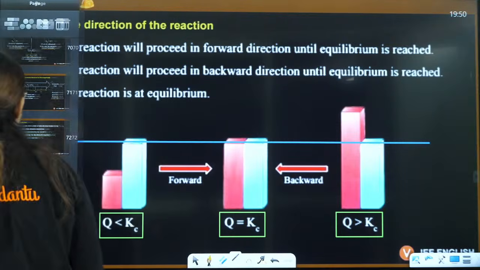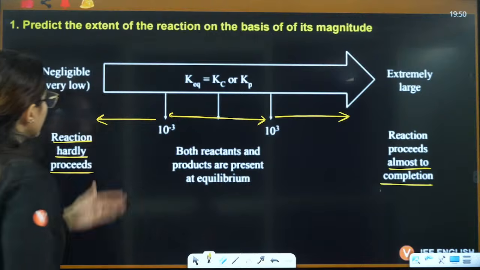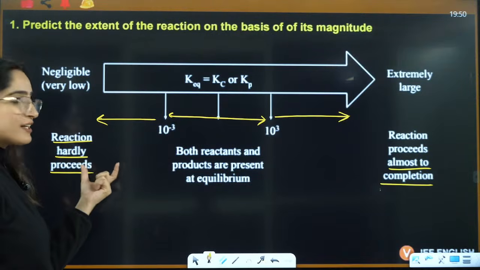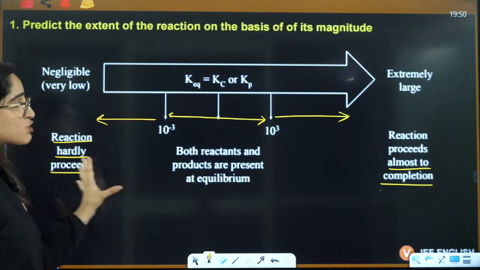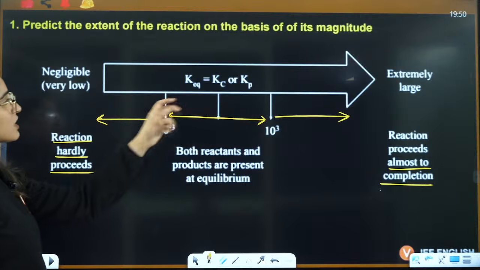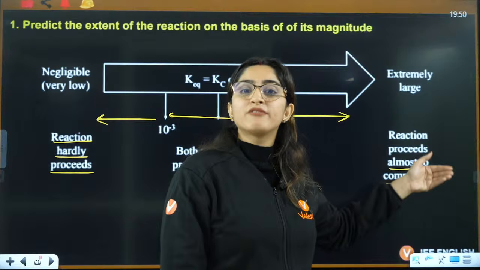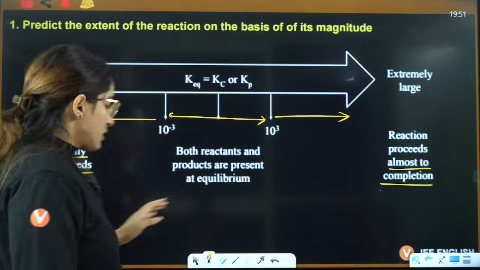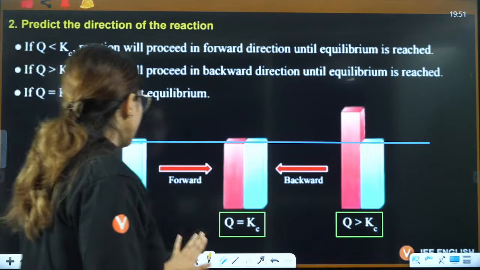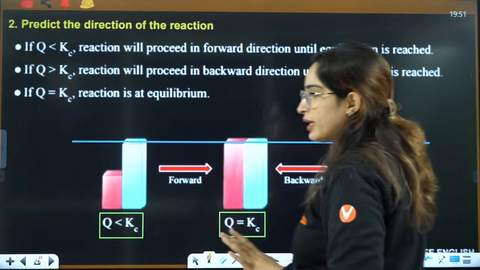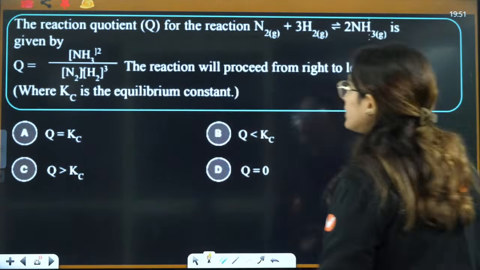This is what I have written here. If Kc is very small, then the reaction is very slow. This is the extent of reaction, whether it's very slow or very fast. If Kc is very less, then it is very slow. If Kc is extremely large, above 10 raised to 3, it is very fast. And based on Qc and Kc, we have seen whether it's a forward reaction or a backward reaction. Okay, let's see this now.